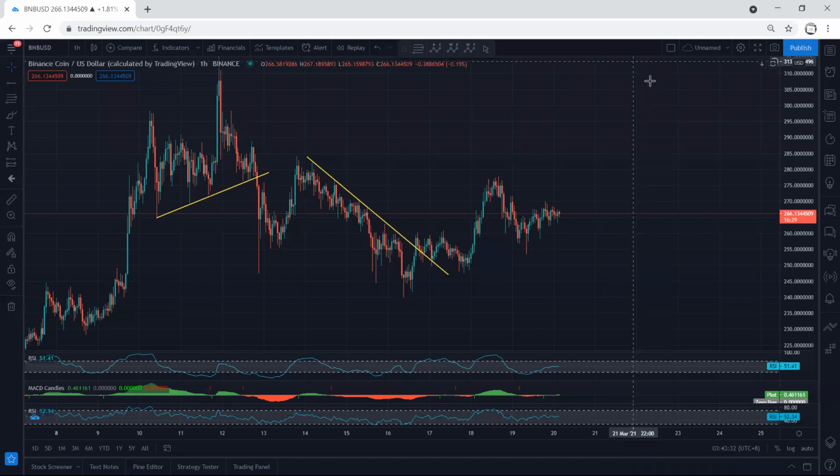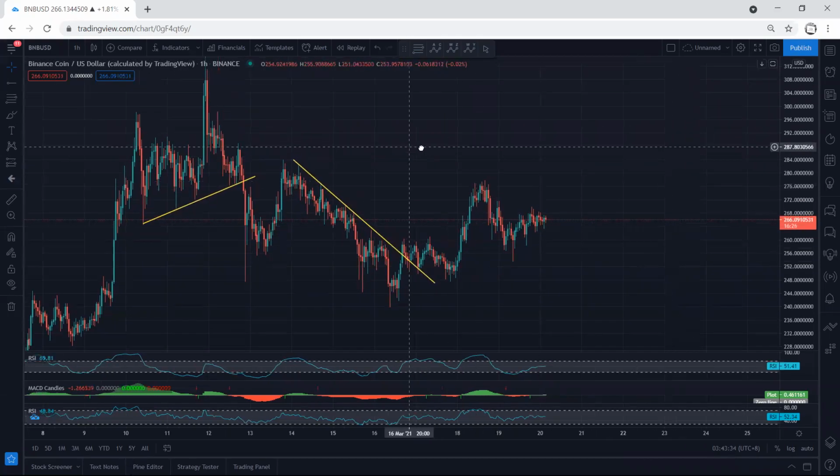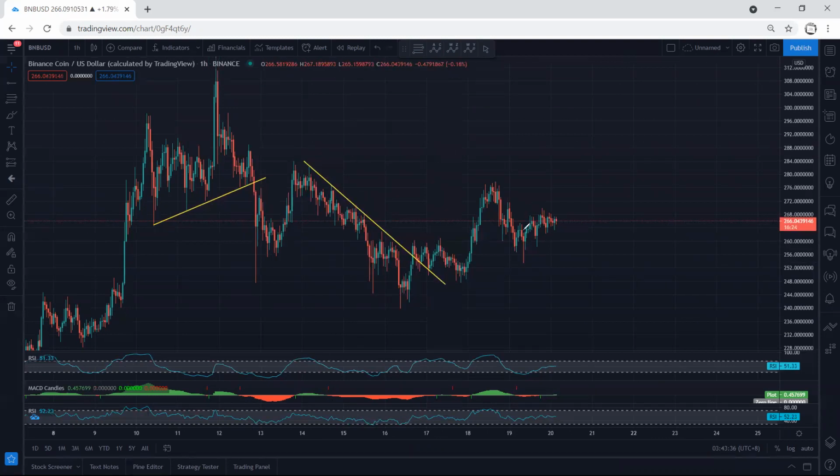BNB, we start with the 1 hour chart. Okay, if we refer to our analysis in my last video, when the price was here, we mentioned the different possibilities and how we can look for sell. As we can see, this one turned into a deeper correction, but there is not much change.